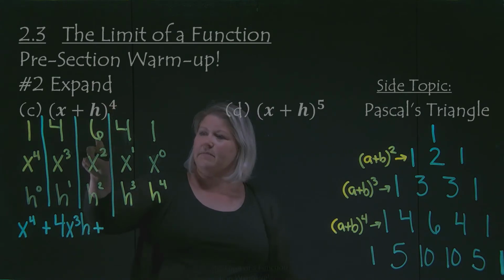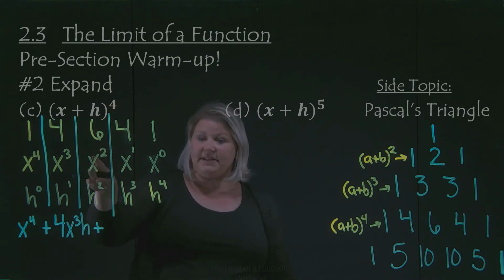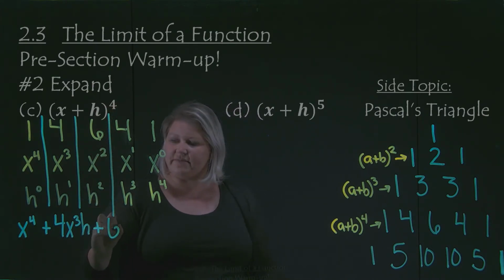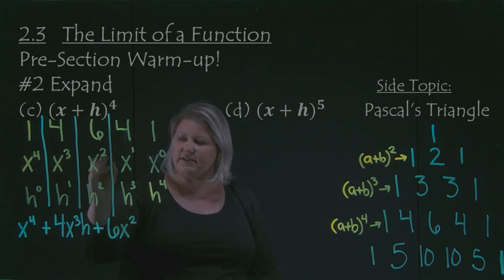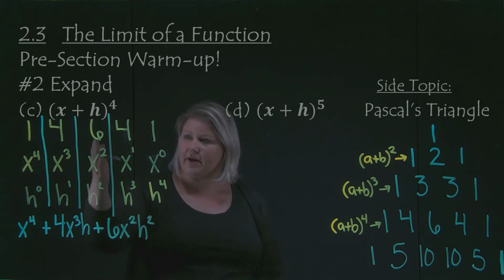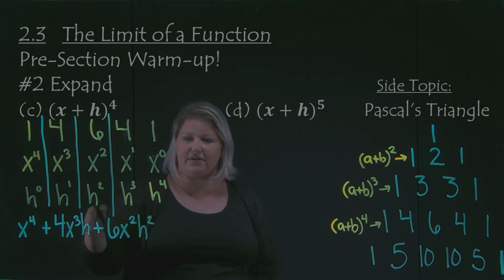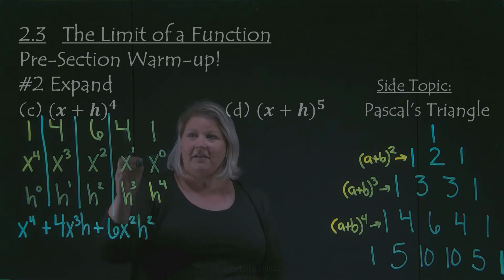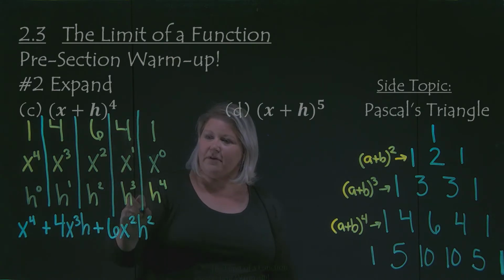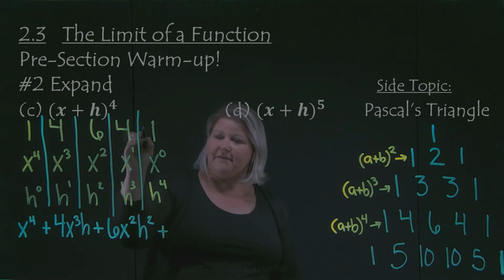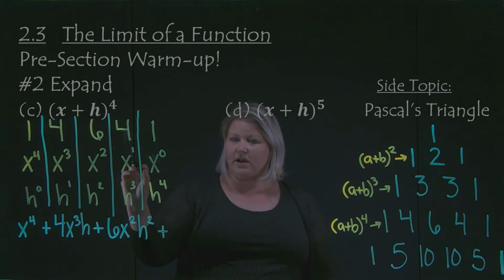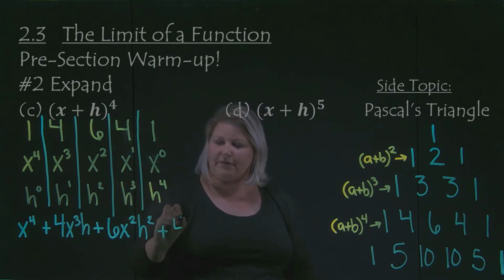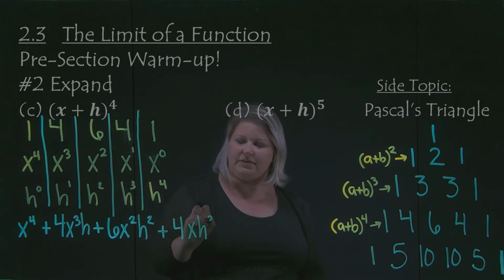So for my third column, I'm going to have 6 times x squared times h squared. The third column gives me my third term. Now I'm going to take my fourth column and add to that 4 times x to the 1 times h to the 3. So 4 x to the 1, h to the 3.